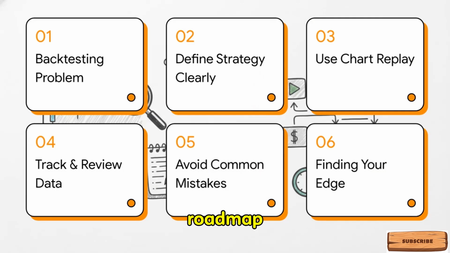So here's our roadmap for today. First, we'll tackle the backtesting problem. Second, defining your strategy clearly. Third, using chart replay. Fourth, tracking your data. Fifth, avoiding common execution traps. And finally, number 6, finding your true edge.